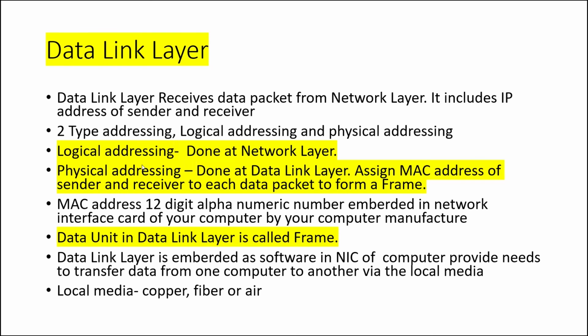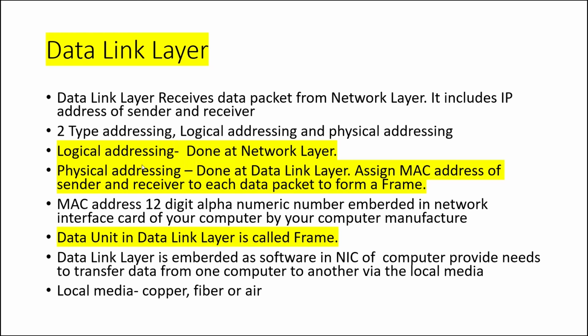The major job of the data link layer is physical addressing. In the network layer, you did the logical addressing, which converts data into packets. Now you are receiving packets from the network layer at the data link layer. Here we do the physical addressing. What does it mean? Assigning the MAC address of sender and receiver to each data packet is what we call physical addressing. We call this data unit a frame. So the data unit in the data link layer is a frame.